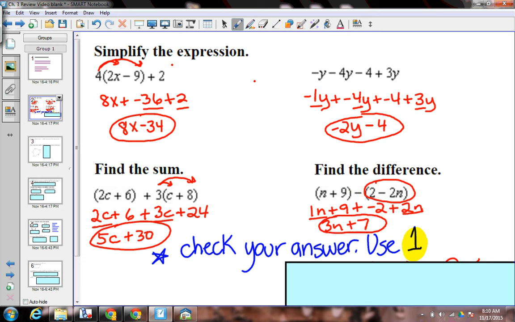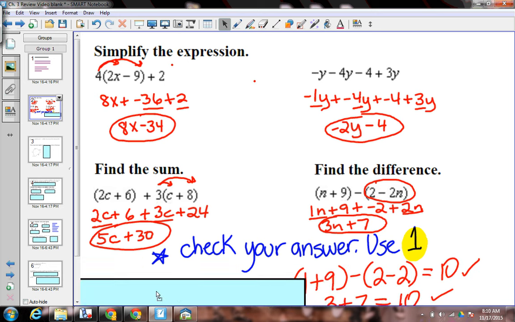Okay, I'm reminding you that you can always check any of these answers by plugging in. 1 is a good number. You can pick any number you want to. Here is the last one, plugging 1 in. So the original expression, when I put 1 in for n, I got 10 as my answer. And my new answer, 3n plus 7, I put 1 in and I got 10. So I know I've done it correctly.